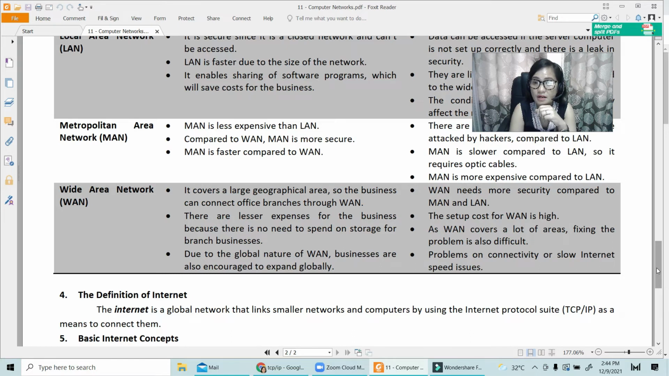It's not really a privilege, but it is more on the need of access, the necessity of businesses, or any regular or ordinary people who can access. And then there are lesser expenses for the business, because there is no need to spend on storage or branch businesses. This is really less expense, because we don't have to have a server, we don't have to have devices or computers to set up an internet.